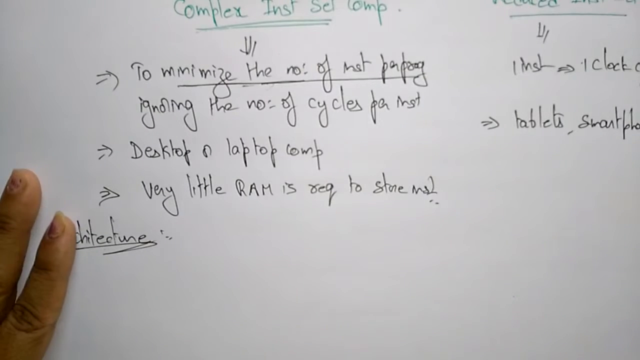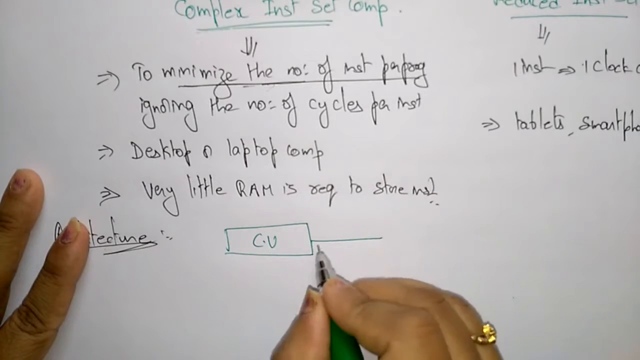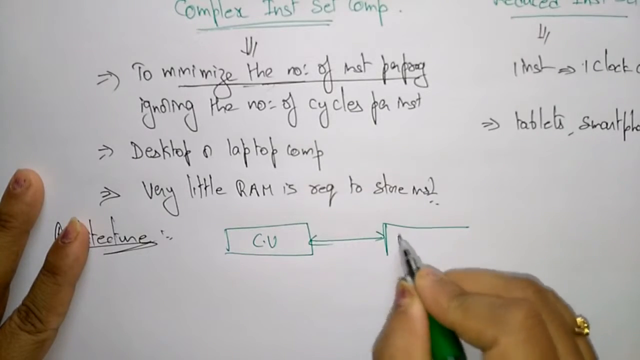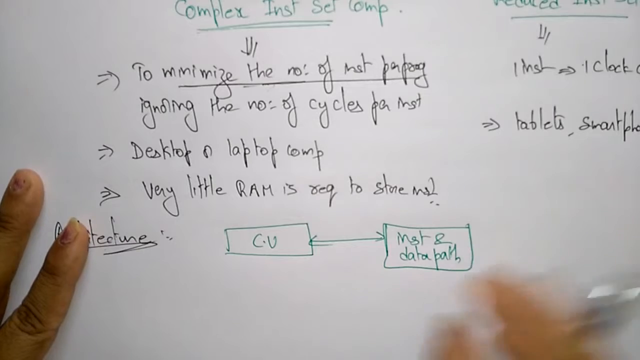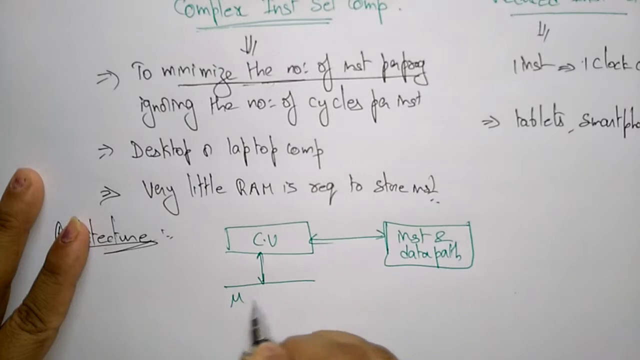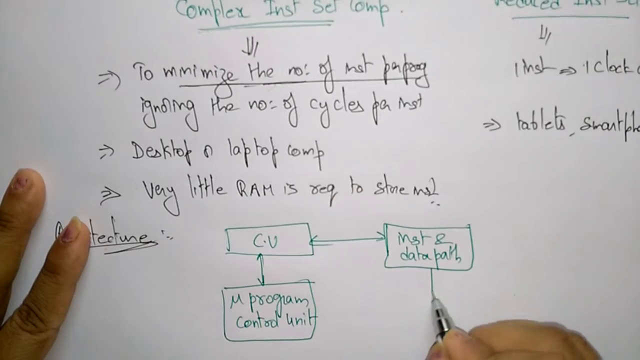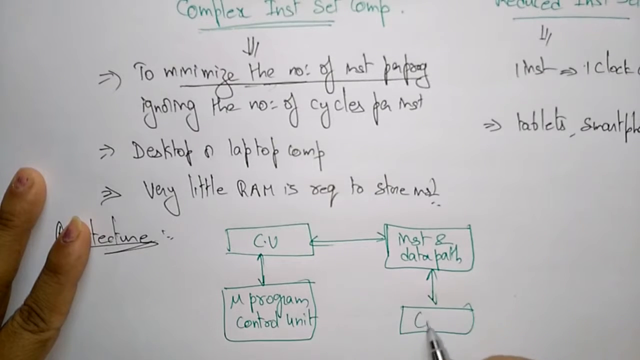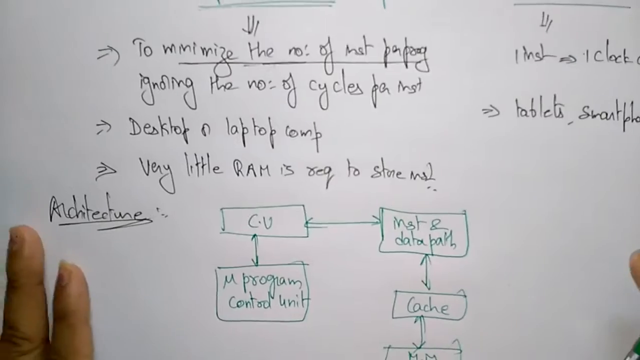So let us see this here in CISC processing. You have the control unit and the instruction and data path. Here the instruction and data path will be placed in one unit, and here it has the microprogrammed control unit, and here the cache and main memory will be there. Okay, so this is the architecture of the CISC processor.